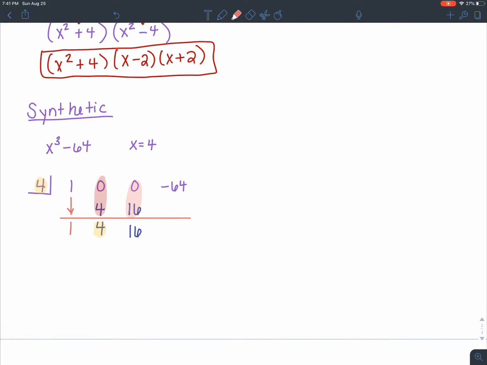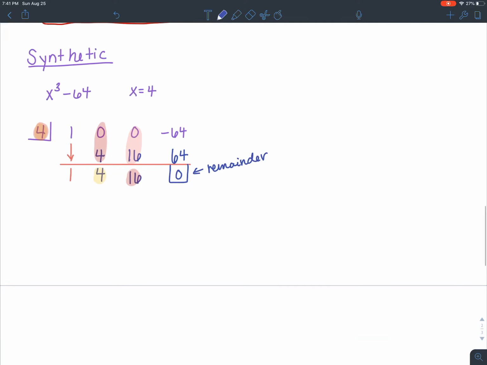Then I multiply again. So 16 times the 4 in the box. You're always multiplying them by the number in the box. 16 times 4 is 64. And I get 0. That's my remainder. That right there tells me this is a factor because it's 0. We'll talk about when it's not later in the school year.